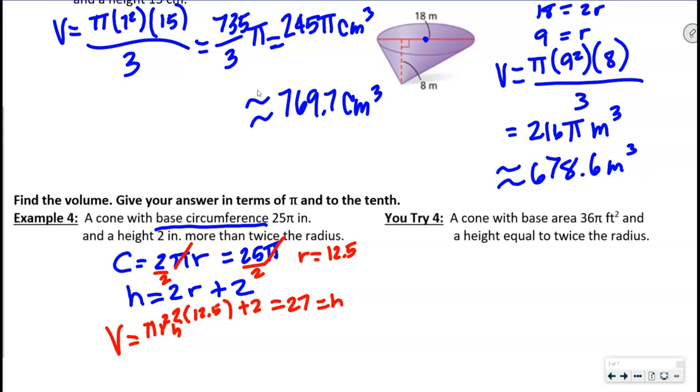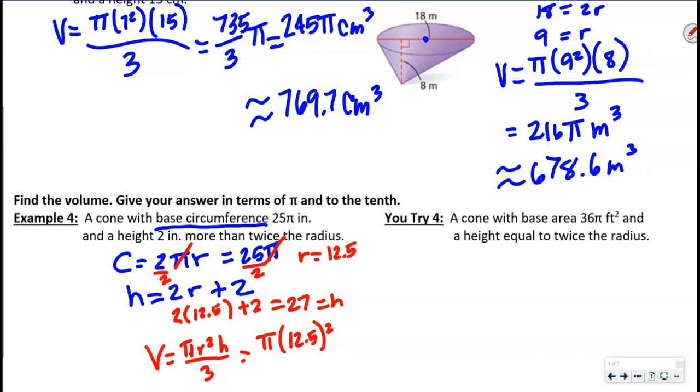Actually, let me move this down some because that's going to mess up there. We're going to be confused. So let me write it here. Volume is equal to pi r squared, height divided by 3, right? So that's going to be pi times our radius, 12.5, squared times our height, which we now know is 27, and we're going to divide all that by 3.